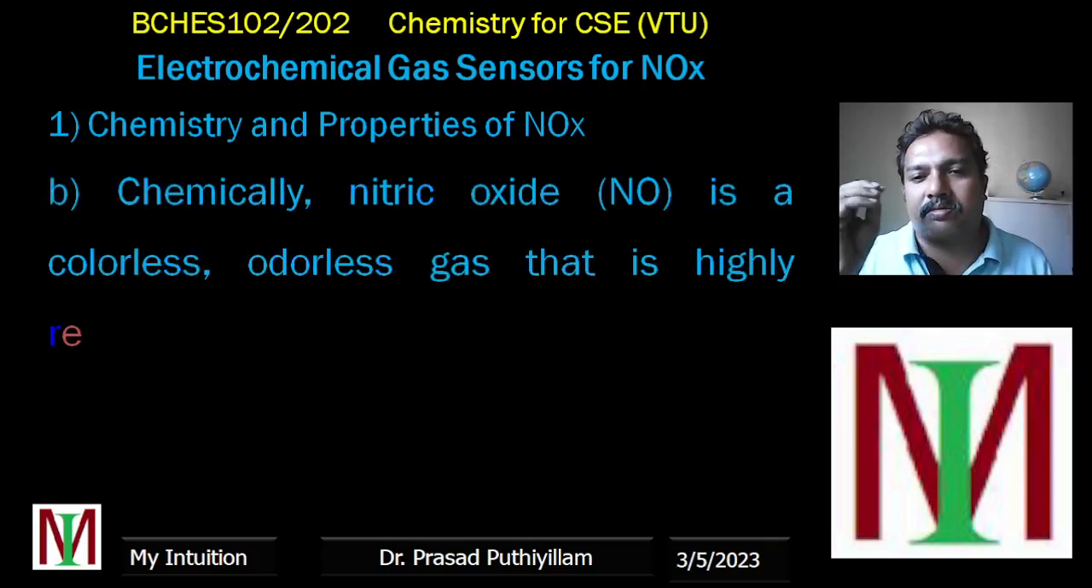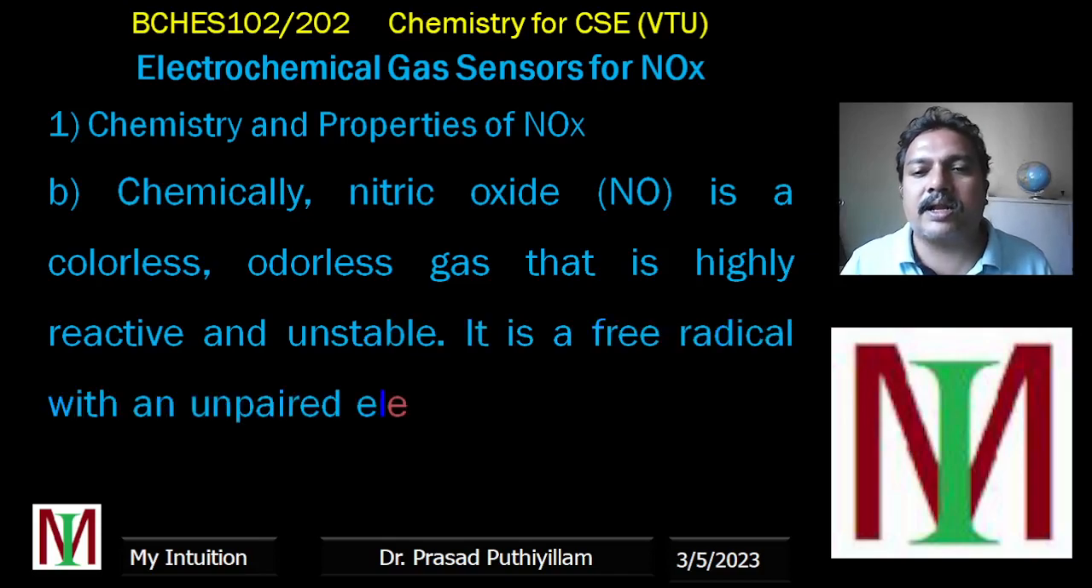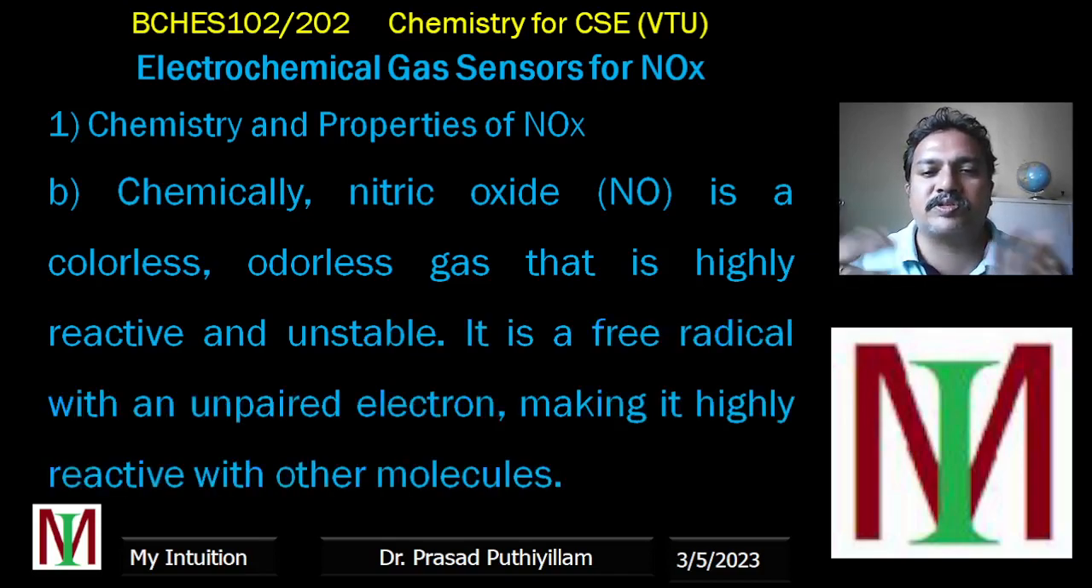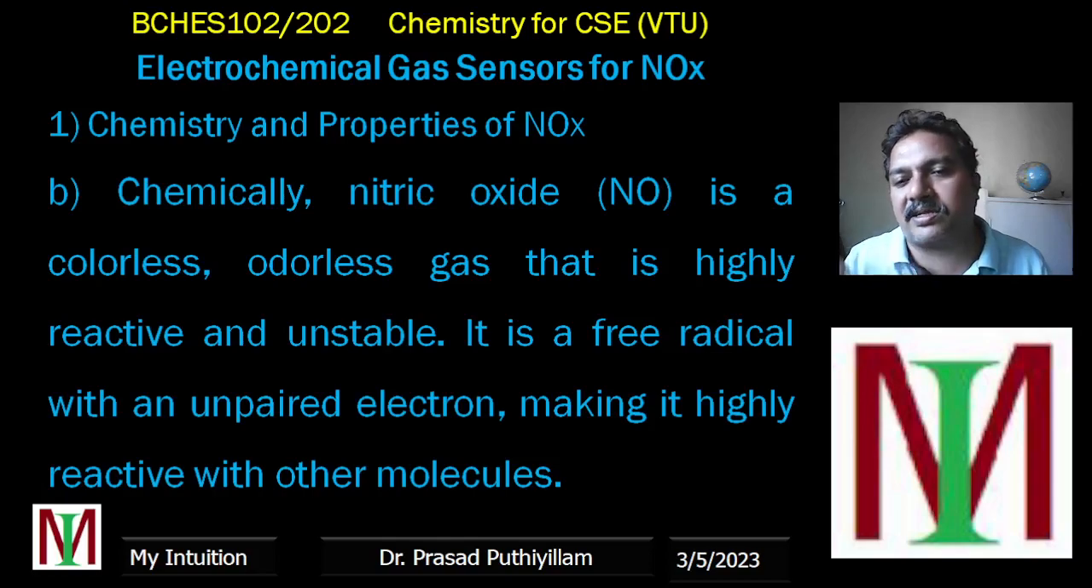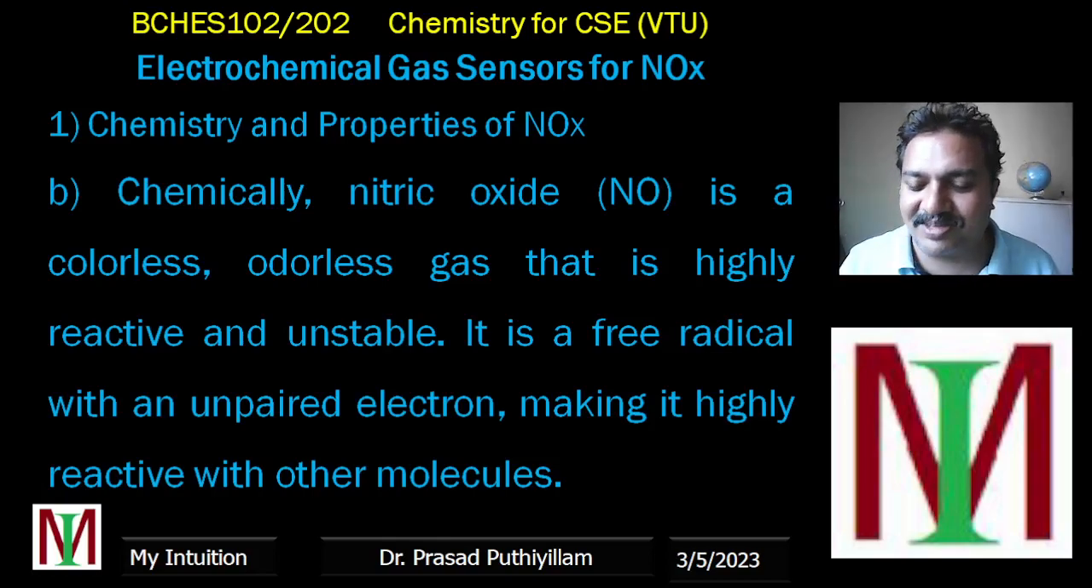Chemically, nitric oxide is a colorless, odorless gas. Odorless means no smell, and it is highly reactive and unstable. It is a free radical with an unpaired electron, making it highly reactive with other molecules. It is an odorless gas. We cannot sense it with our nose, so we need a sensor for that. Our nose is one of the very good sensors, that's what I want to say.